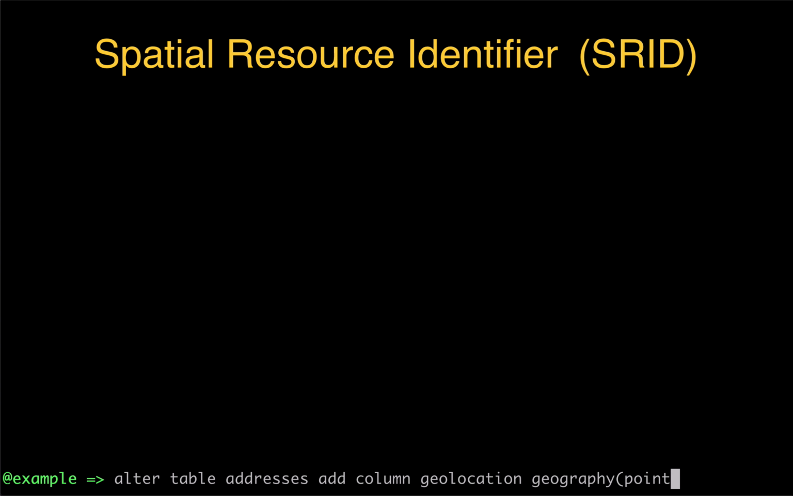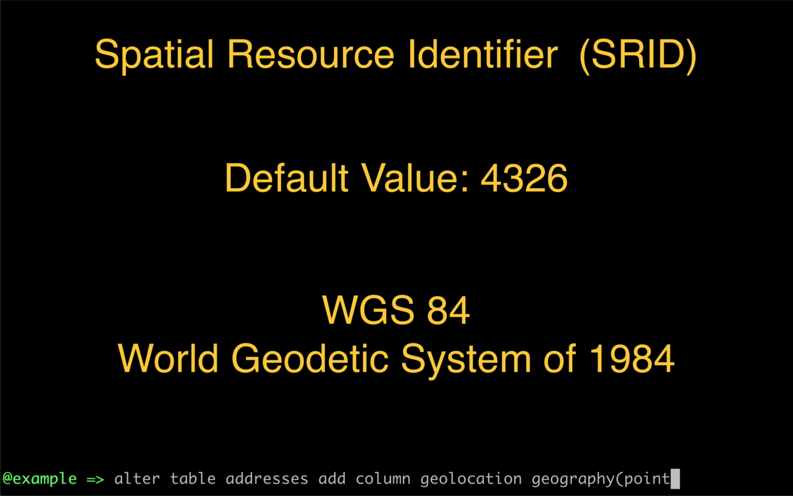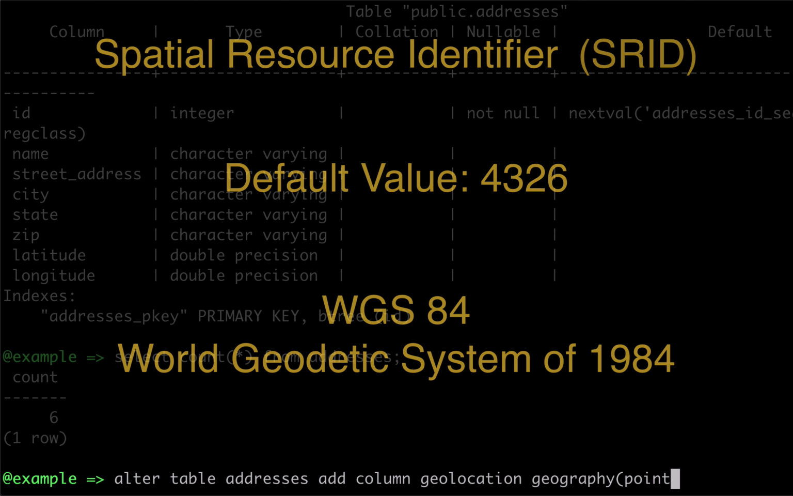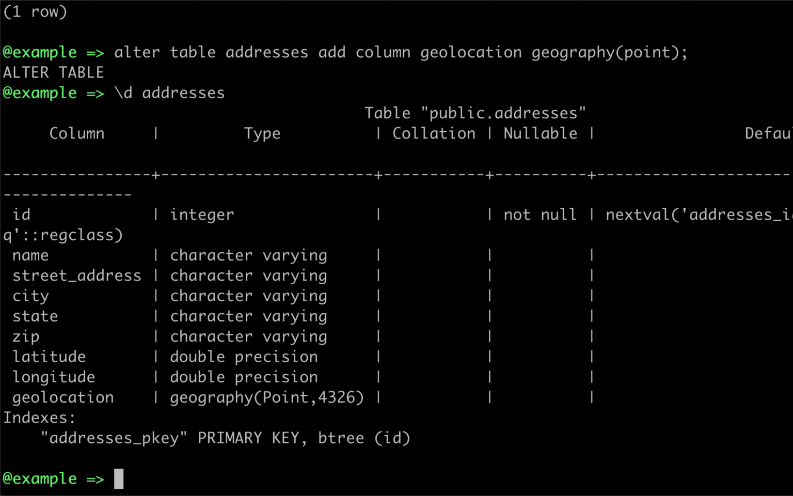If the SRID option is omitted, the geography column will default to a value of 4326, which is the SRID for WGS-84, the World Geodetic System of 1984, and the standard for the Global Positioning System. By inspecting our table again, we can see the new geography column added, with 4326 as the SRID option.